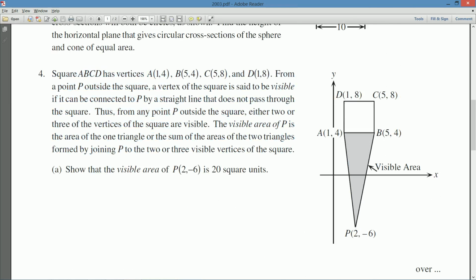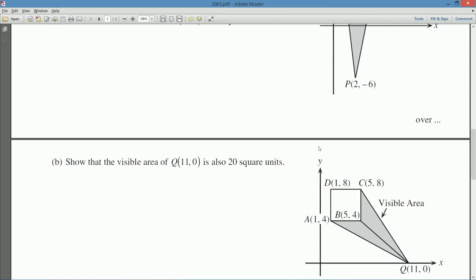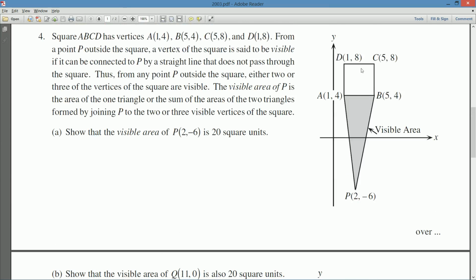Now, the things I pick out of this paragraph are the following, that from any point P outside the square, either 2 or 3 of the vertices of the square are visible. Okay, so we have two cases. Either it's something like this P, where we have a single triangle, and it's got to have area of 20, or we have something like we just saw with B, at this point Q, where 3 of the corners of the square are visible, and we have to sum up the area of 2 triangles and get 20.